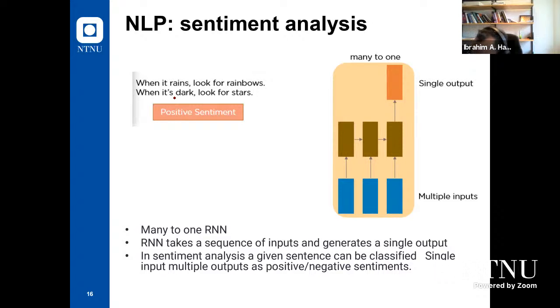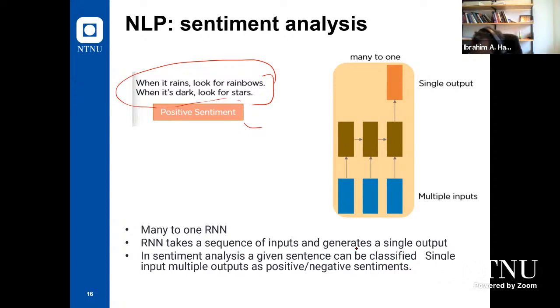So for example, when it rains, look for rainbows. When it's dark, look for stars. So it's a very positive sentiment. It's just a very positive view. Other people maybe feel it's dark and too much rain, sitting at home, so it's negative. So this one is positive sentiment. So in this case, the input is many, and the output is one.